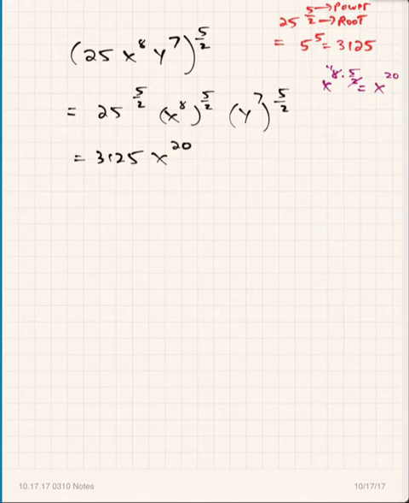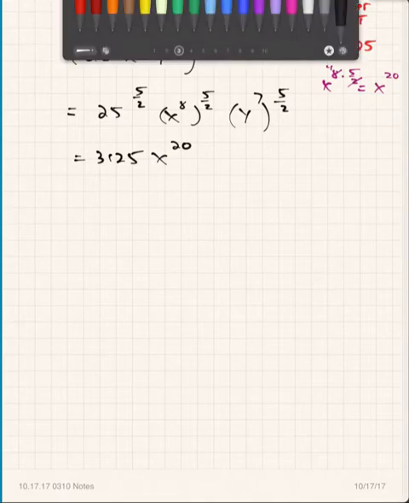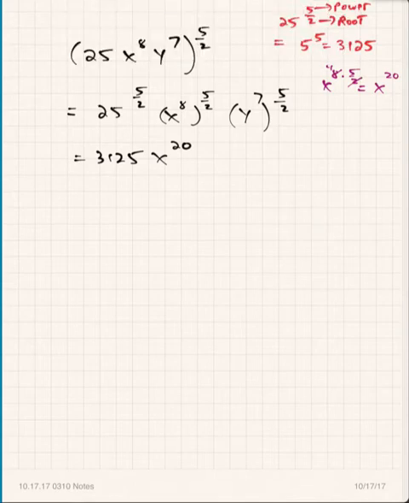And then finally the y to the 7th to the 5 halves. You multiply again, 7 times 5 halves. By the way, nothing cancels out there, and so you'd just be left with y to the 35 halves. And you couldn't simplify that at all, so you just leave it alone like that.